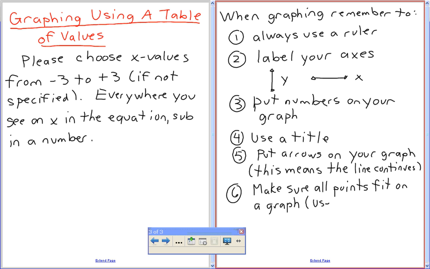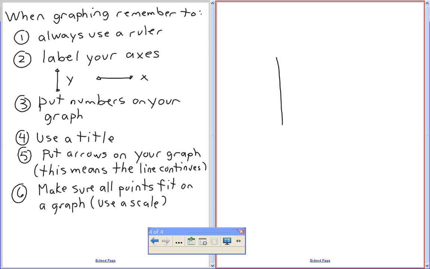Use a scale. I can't tell you how many times people will do this on their graph and then have one point way up there. Please don't do that. If your graph paper is down here, please make sure all your points actually fit down there.